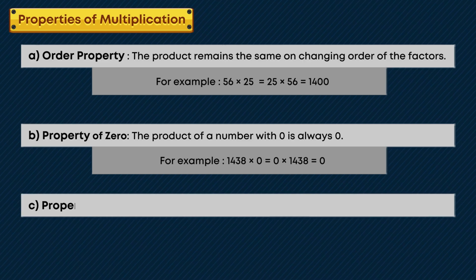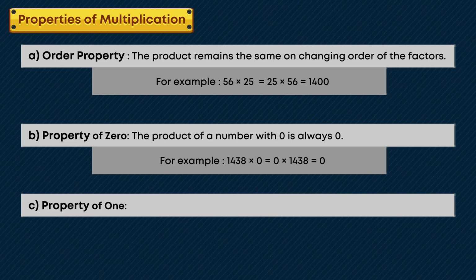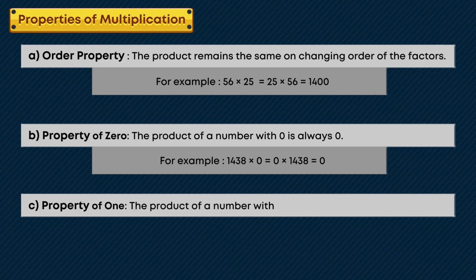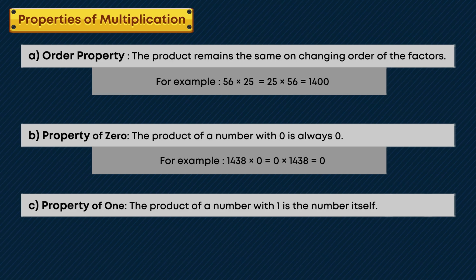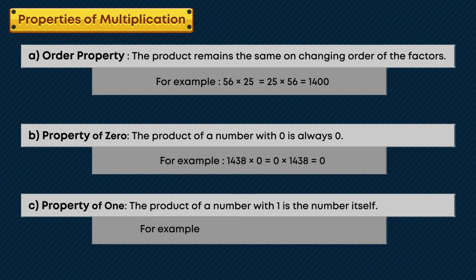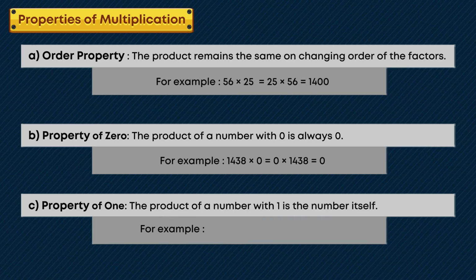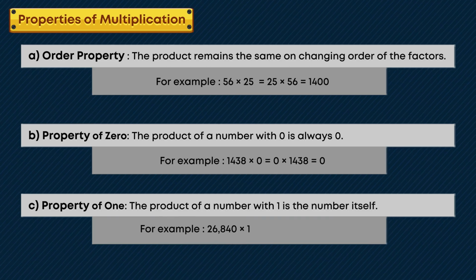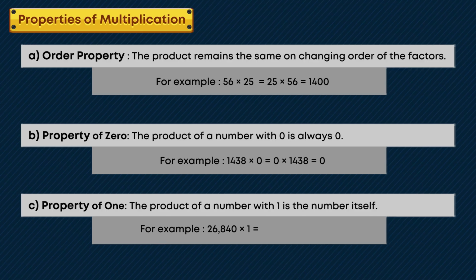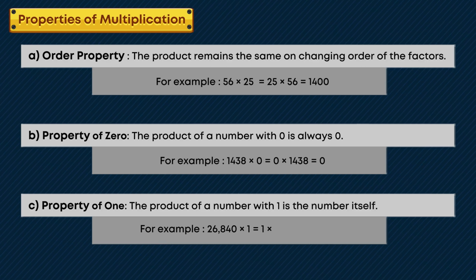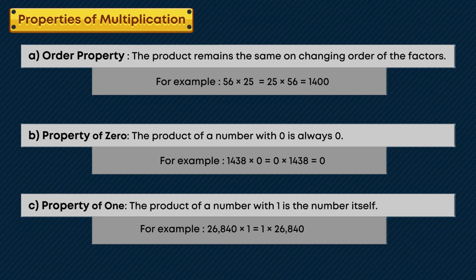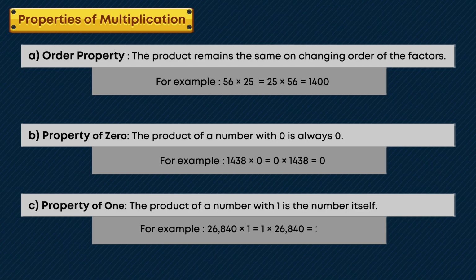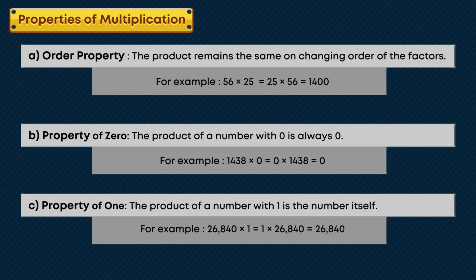C. Property of 1. The product of a number with 1 is the number itself. For example, 26,840 into 1 is equal to 1 into 26,840 is equal to 26,840.